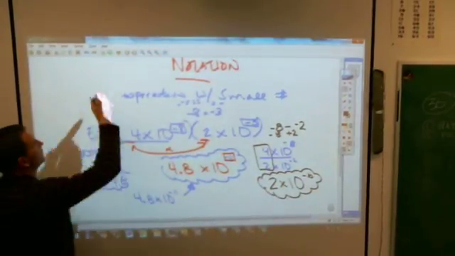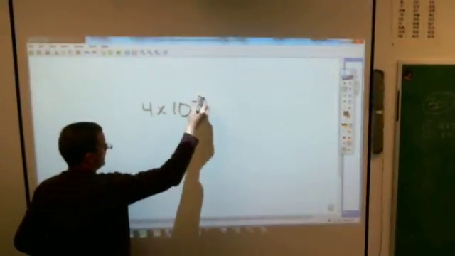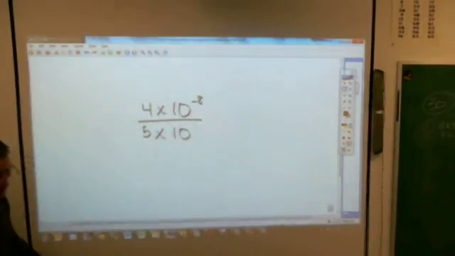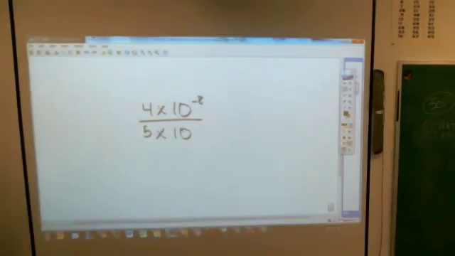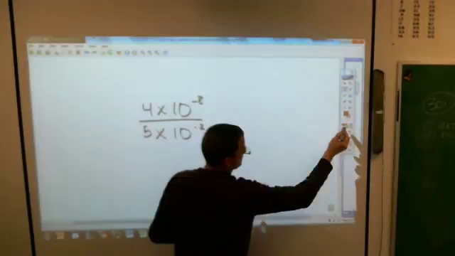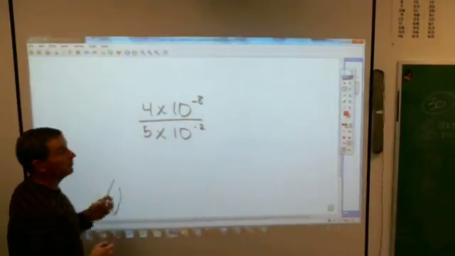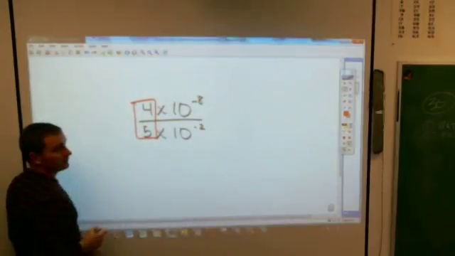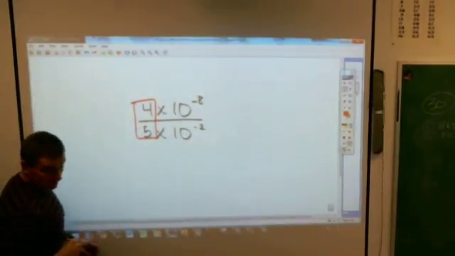Now let's do a couple more, slightly more complicated ones. Let's do another division one. 4 times 10 to the negative 8, divided by 5 times 10 to the negative 2 power. And here we go. If you know your fractions, you can tell me what this is. What is 4 divided by 5, or what is 4/5 as a decimal?